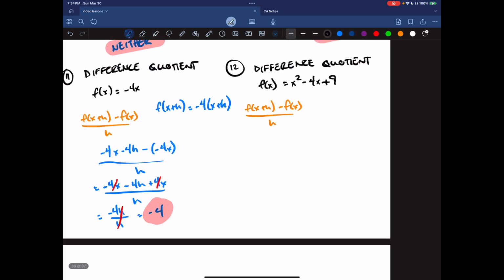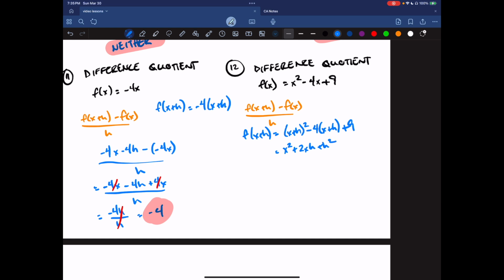Okay, number 2, same thing. Let's find x plus h. Okay, that's going to be x plus h squared minus 4 x plus h plus 9. It's going to be x squared. This is the same thing as x plus h times x plus h, which is going to follow a certain pattern of x squared plus 2xh plus h squared.